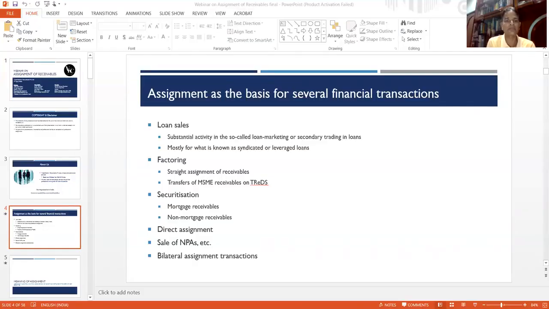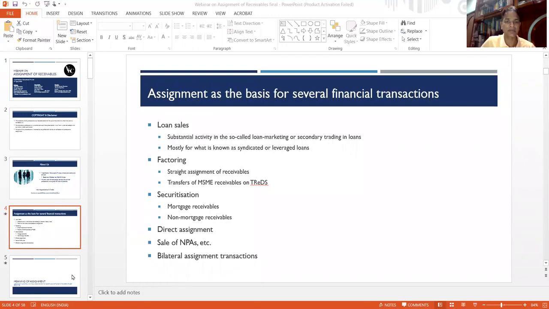So our objective here is to see what exactly is the meaning of assignment of receivables. How does assignment differ from several things which are seen as very close to assignments? So assignment versus lots of transactions that sound similar but might be different. What are the basic rules of assignment? And then we come specifically to several transaction types.